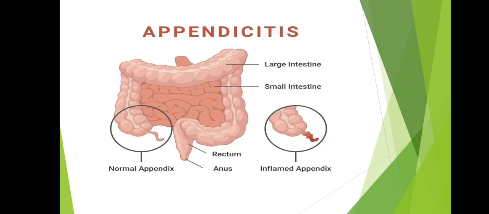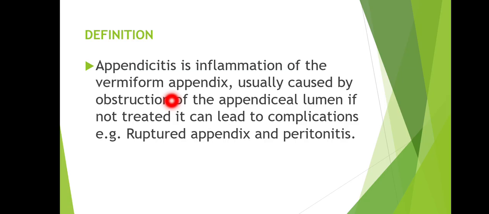Okay, so now we are yet to fully define what it is. Look at what causes it, and then in the cause we are going to associate it to the pathophysiology. Then we look at the signs and symptoms, and then we manage this particular condition. So now, as I earlier mentioned, appendicitis is the inflammation of the vermiform appendix, usually caused by obstruction of the appendiceal lumen. If not treated, it can lead to complications like ruptured appendix and peritonitis. So this is the complete definition of appendicitis.